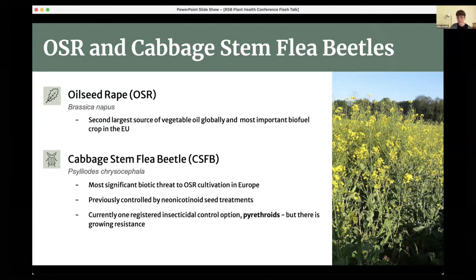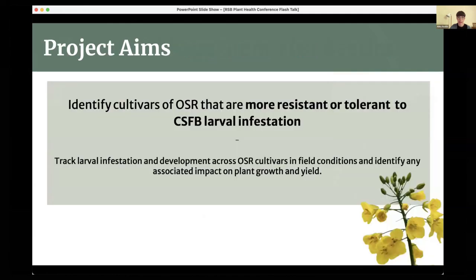But since these have been banned, there's now only one registered insecticidal control group, which are pyrethroids. And unfortunately, the beetles are showing a growing resistance to these due to the lack of alternatives and the high spraying frequencies. So it's really crucial that alternative, environmentally benign pest management strategies for cabbage stem flea beetles are developed. So my project was part of a wider research project that's looking at developing integrated pest management strategies for cabbage stem flea beetles.